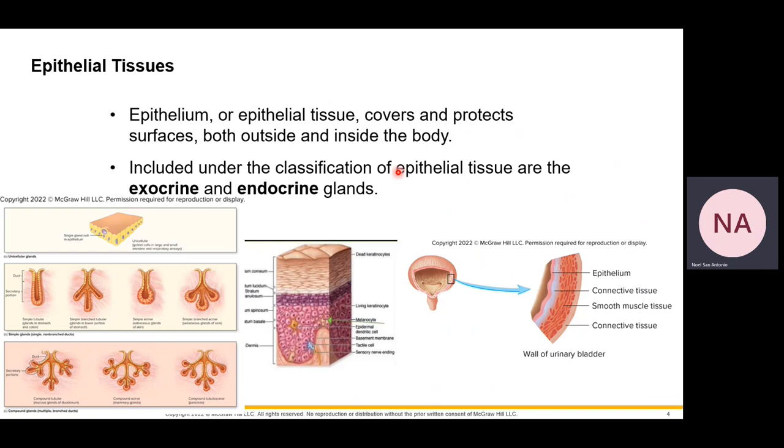Now, included under the classification of epithelial tissue are the glands in the body, which are your exocrine and endocrine glands. As you can see in the structure of the glands in the body, specifically the exocrine glands, they form ducts from beneath the surface, and those ducts are actually formed by epithelial tissues also. So therefore, glands are also classified under epithelial tissues.